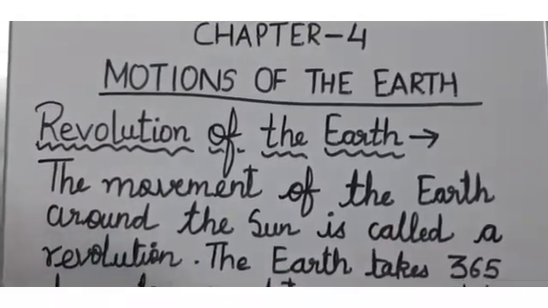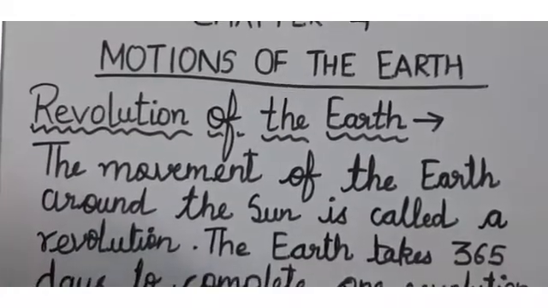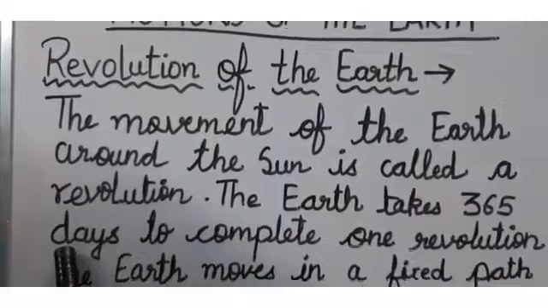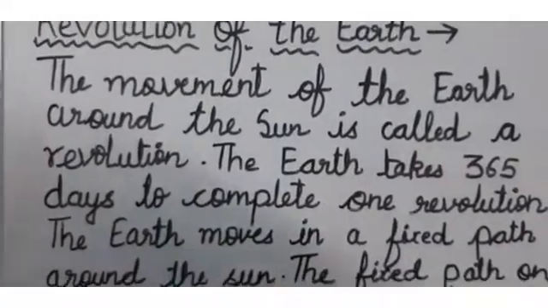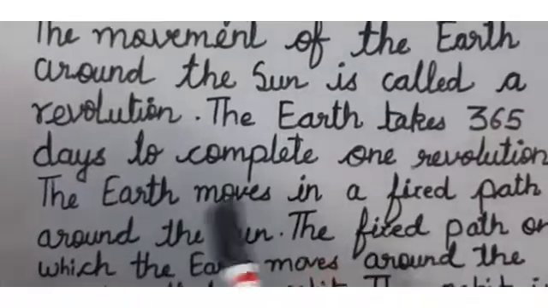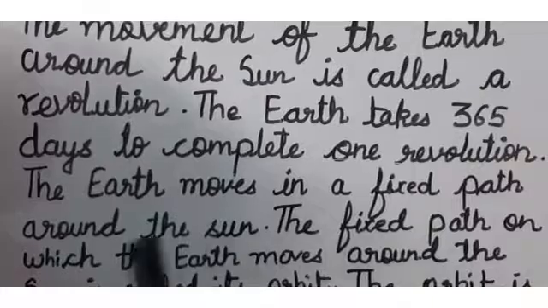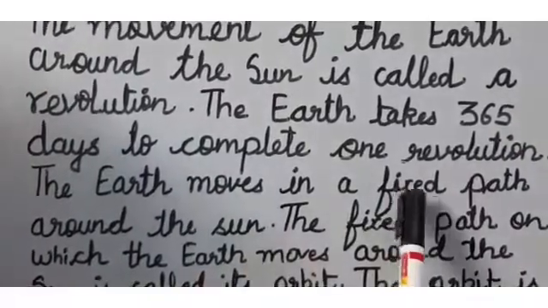To complete one revolution, the Earth takes 365 days. Then the Earth moves in a fixed path. When the Earth moves, it does not change its place or its path. So it moves in a fixed path.